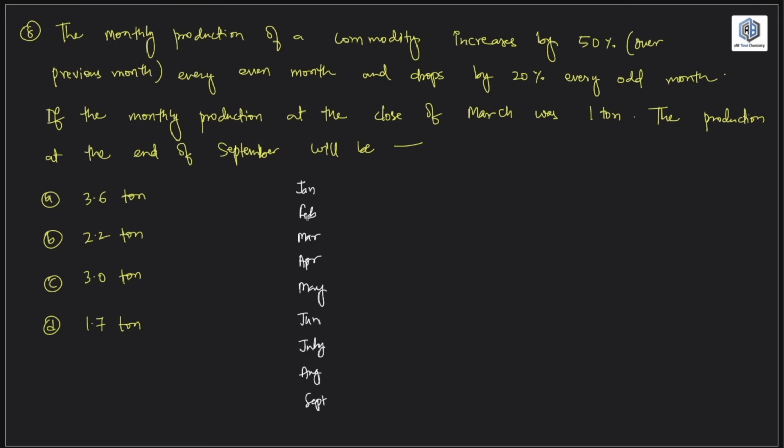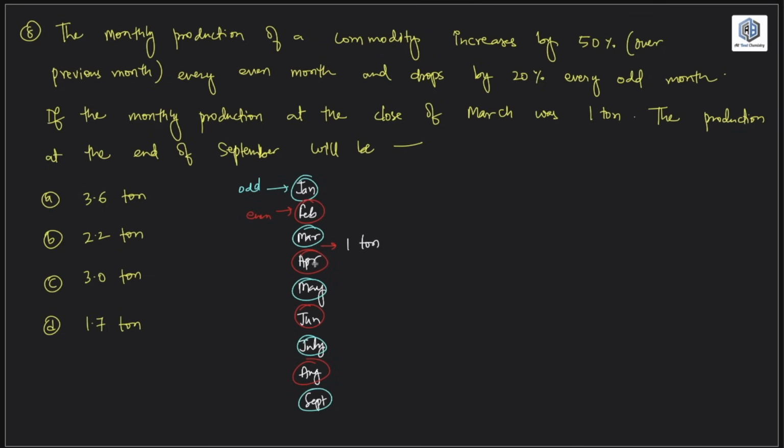So let me write down which are odd and even months. January is like this. I'm circling the odd ones with this cyan color. These are odd months, and the even months with the red color. These are even months, and these are odd months. So at the end of March, it is said that the monthly production at the close of March was 1 ton, so over here the monthly production was 1 ton.